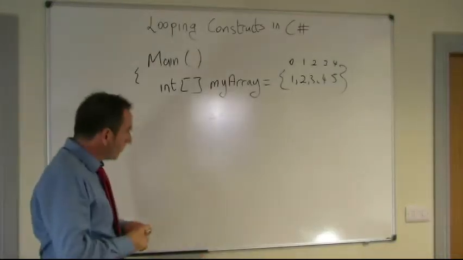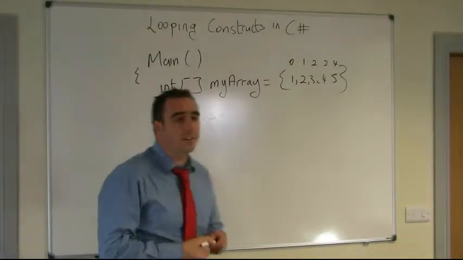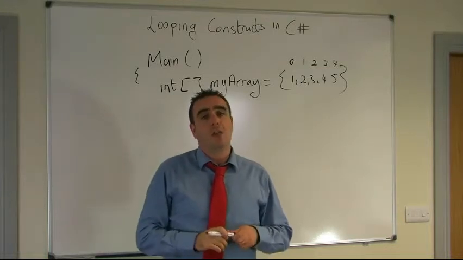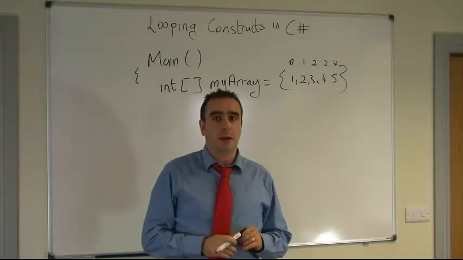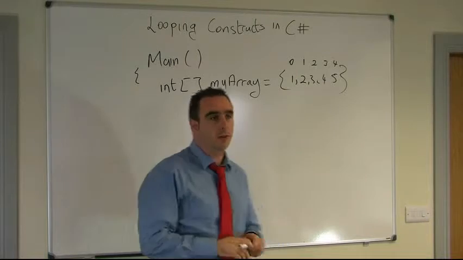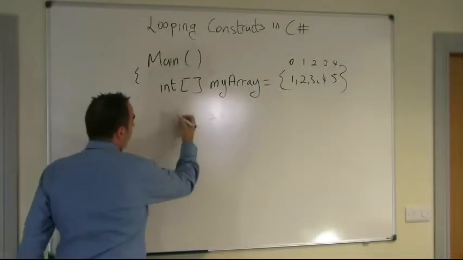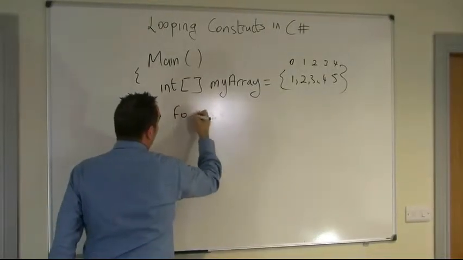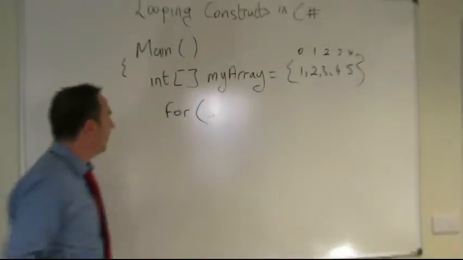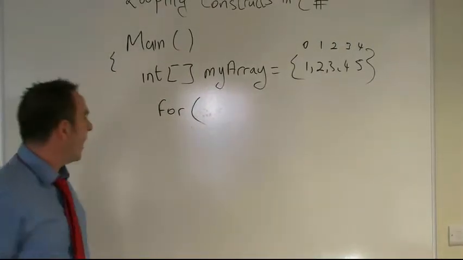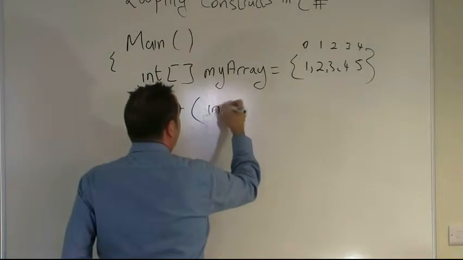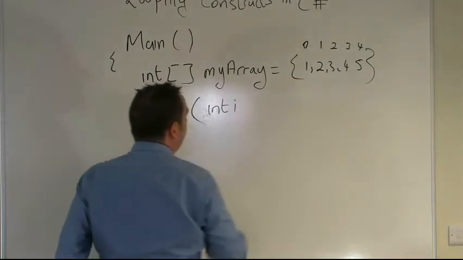Now we'll look at the first loop. This is the standard for loop, and this is the loop that you will probably use most of the time on this course when you're processing arrays. Our for loop construct starts off like this: we have a for, we open up a bracket, and then we declare our integer.